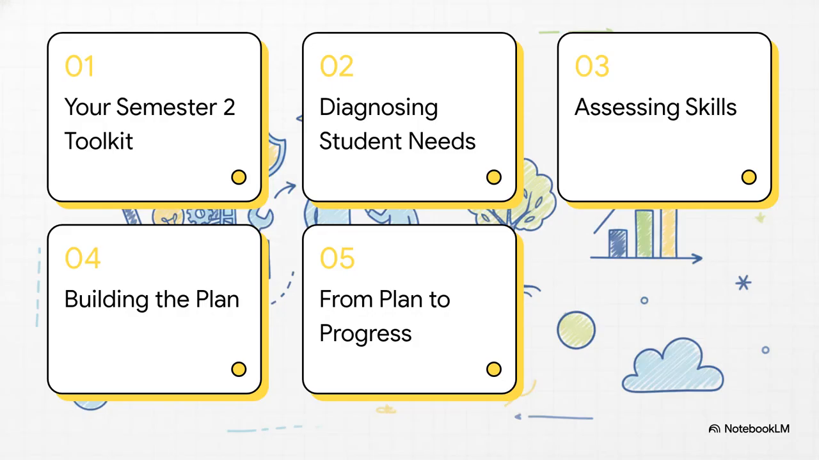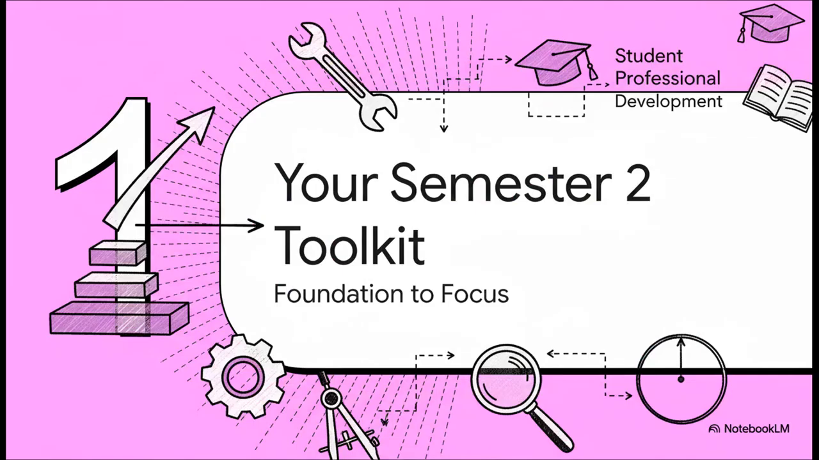Here's a quick look at our game plan. We'll start with the tools you'll be using, then we'll walk through a really clear process. First, diagnosing what your student actually needs, then assessing their skills, and finally, putting it all together in a powerful development plan. And we'll wrap up by looking at your role in making sure that plan actually turns into progress. Okay, let's get into the toolkit itself.